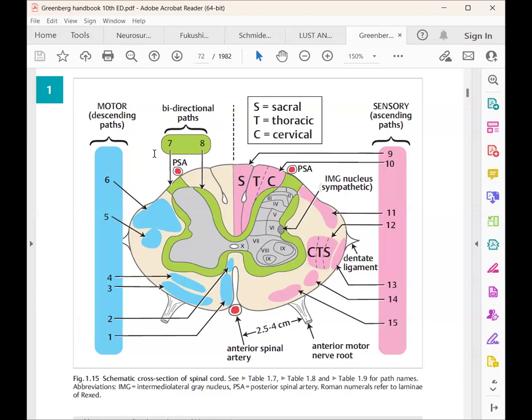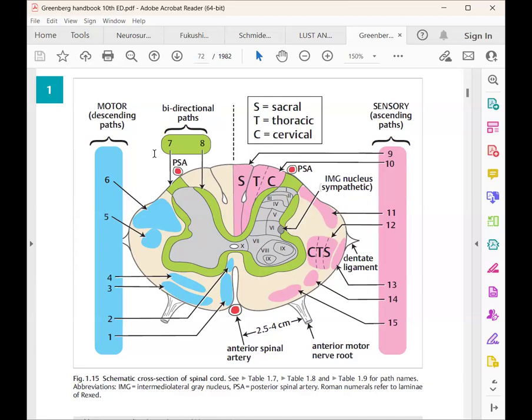So it is just connecting the interconnections between the spinal segments. Now these are the bidirectional tracts. Now we will come to the sensory tracts, which are on the other side, shown in the pink color. In the pink color, if you start from number 9 and 10, 9, which is more medial, is the fasciculus gracilis. And the other one, the 10th one, is the fasciculus cuneatus.